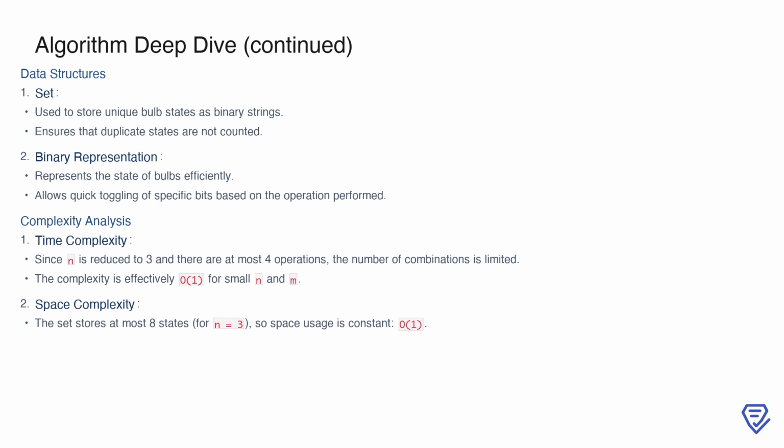In terms of complexity, the problem is highly constrained. Since n is reduced to a maximum of 3 and there are only 4 operations to consider, the number of combinations is fixed and small. As a result, the time complexity is constant, effectively O(1) for small n and m. Similarly, the space complexity is constant at O(1) because the set stores at most 8 states, corresponding to all possible configurations of 3 bulbs. This makes the algorithm both space and time efficient.